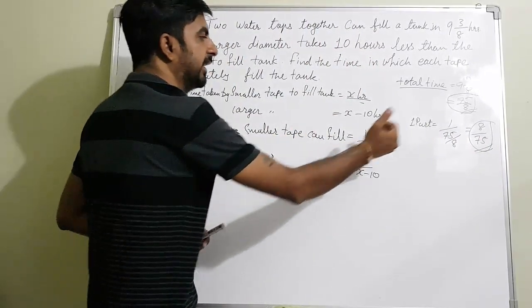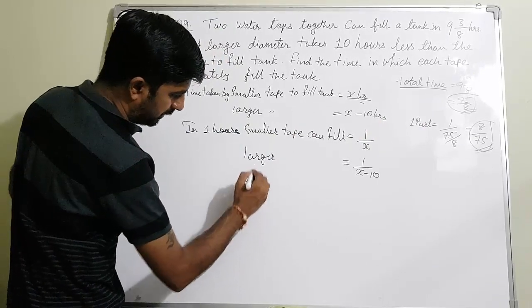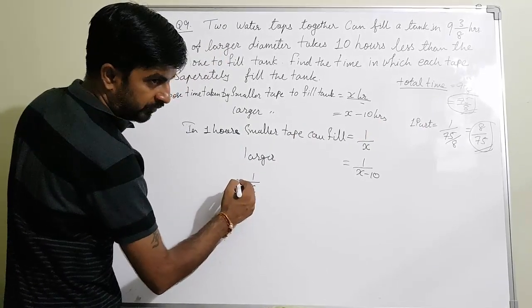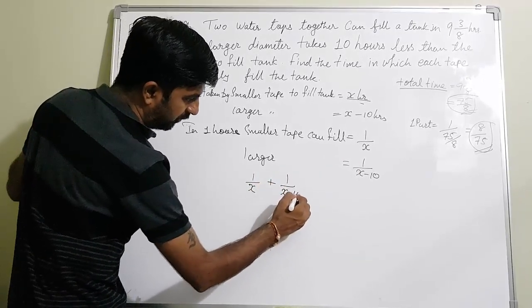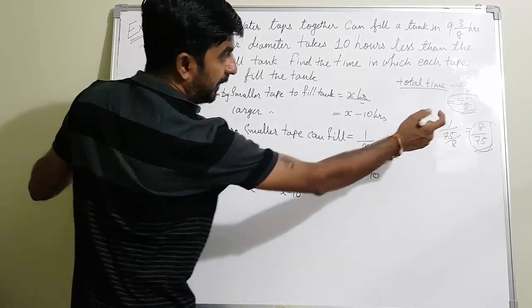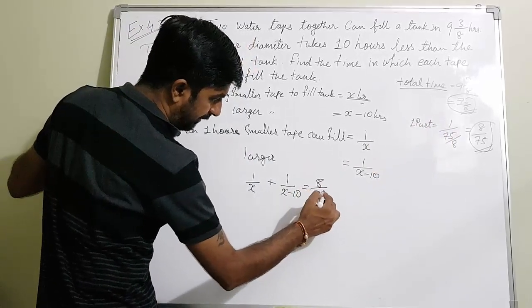So now we can get one equation: 1 upon x, the part the smaller tap will fill, plus 1 upon x minus 10, the part the bigger tap will fill in 1 hour, and the total water received in the tank will be 8 by 75.